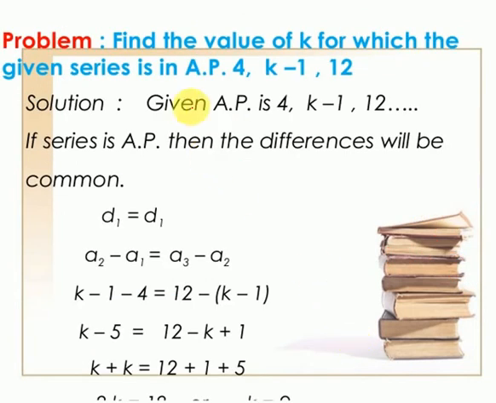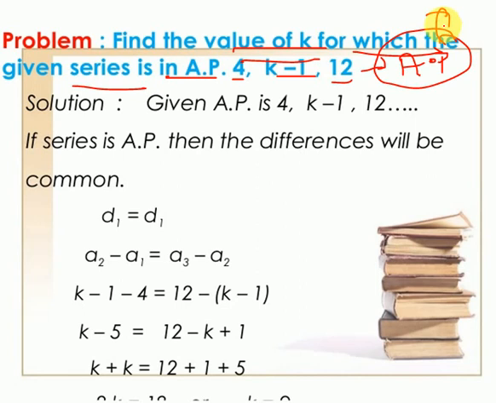Now another question. Find the value of k for which the given series is in AP: 4, k minus 1, 12. So we are given that this is AP. It means that we do not have to find whether it is AP or not. Okay, so we are given 4, k minus 1 and 12 and so on.